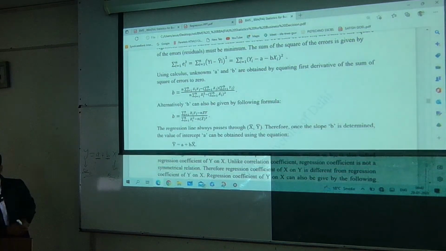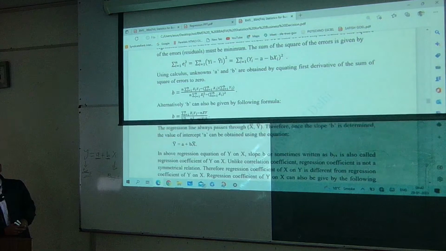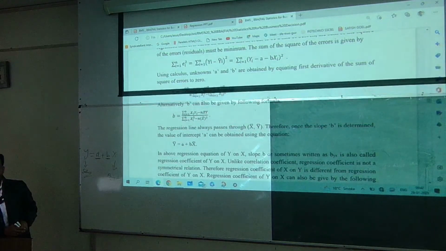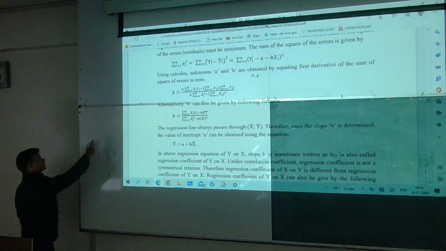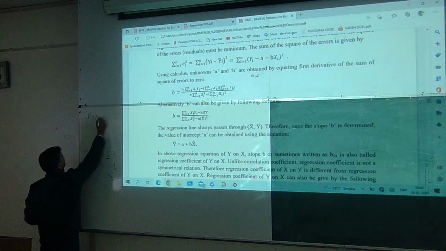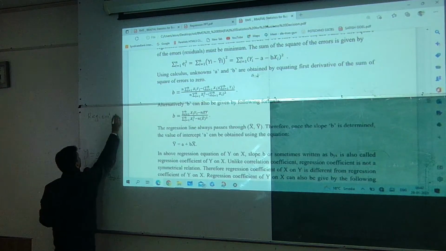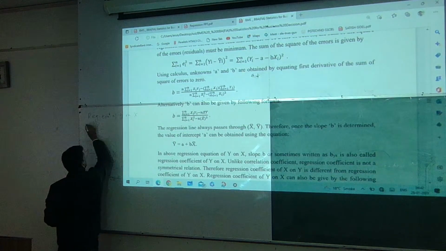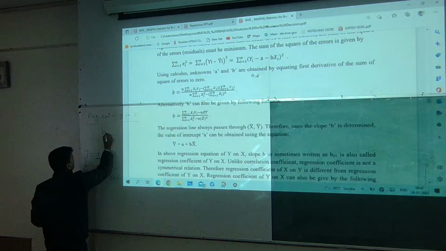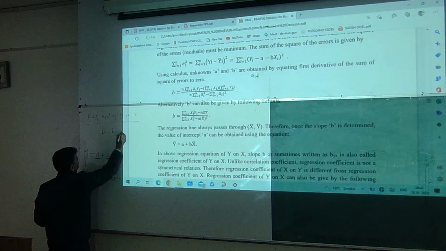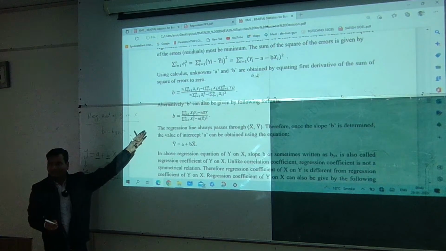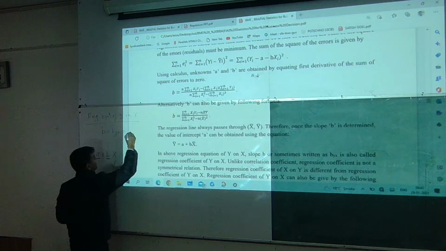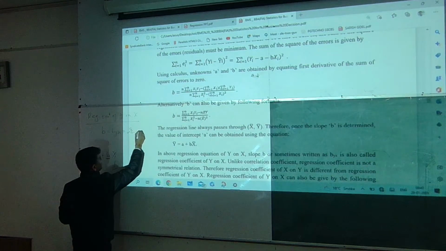We have two types of equation. One is the regression equation of y on x, and the other is x on y. So we have one equation, the regression equation of y on x. Here this B is basically byx. The entire formula is this one. Otherwise you can convert it into this short form: r into sigma y upon sigma x.